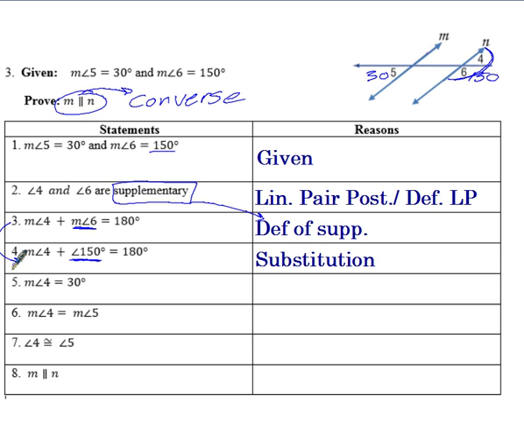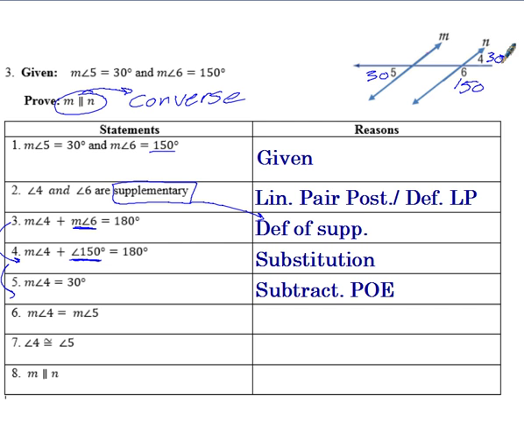And now how do I go from here to here? I subtract 150 from both sides, and that gives me that the measure of angle 4 is equal to 30, so that's our subtraction property of equality. So now back up to the diagram. As I mentioned, don't forget about the diagram. Remember that that's always there. Go ahead and fill that in. So now we know that this is equal to 30.